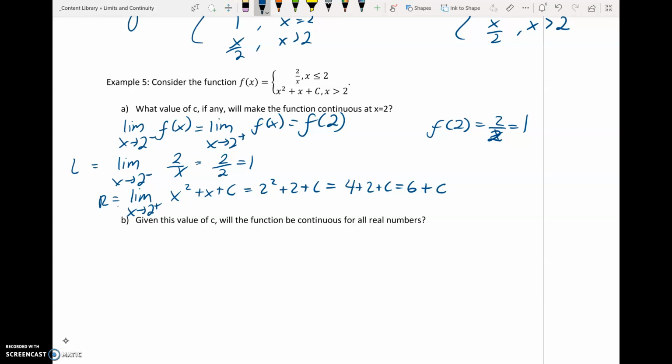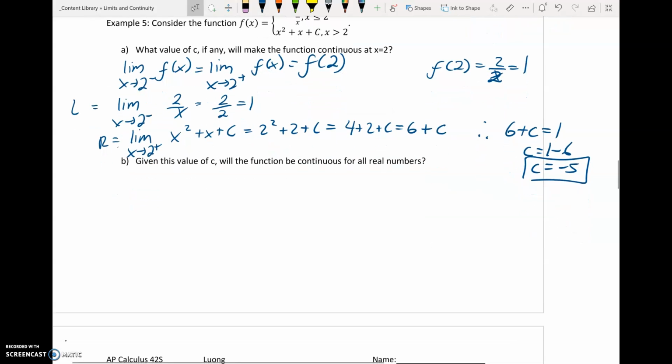In order for this function to be continuous, all of these need to be satisfied. So if I want to solve for c, 6 plus c has to be equal to 1 because the right-hand limit and the left-hand limit have to be the same. So we have 6 plus c is equal to 1. Solving for c, I'm going to move the 6 to the other side, which is 1 minus 6. So c is negative 5. And that answer is A.